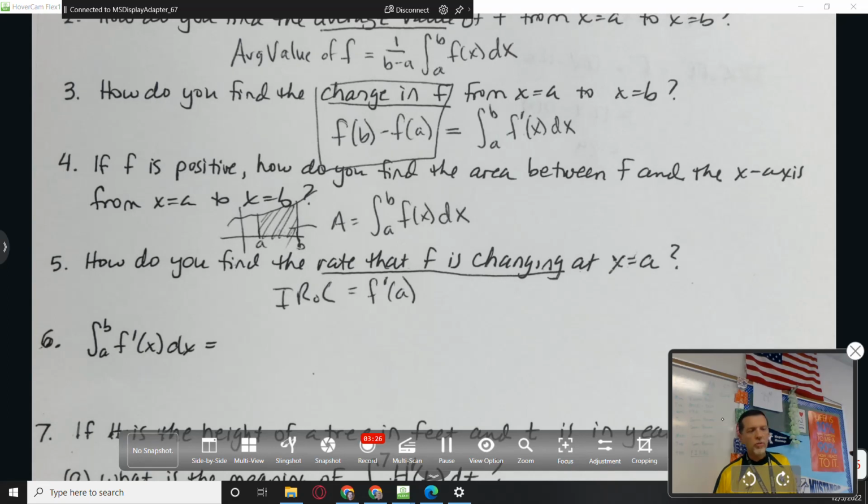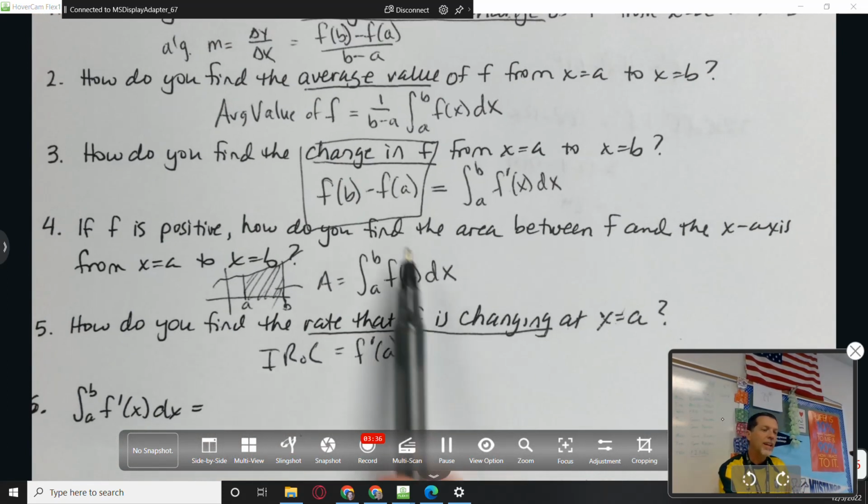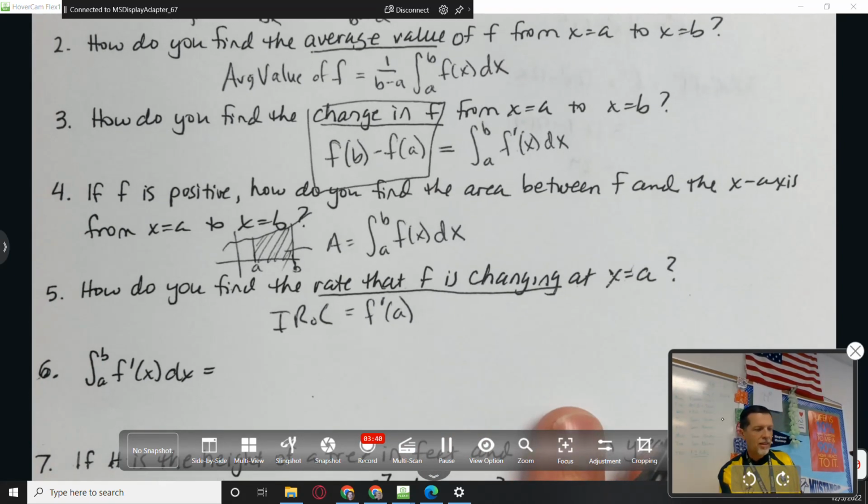So this is a good review to, we're constantly going back and forth between like big picture, what do these things tell us, but then also the details of, well, how do I take a derivative? How do I take an antiderivative? And so we've got to have both of those things in mind.